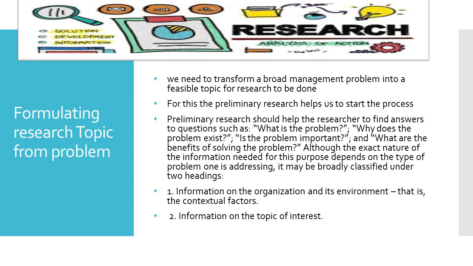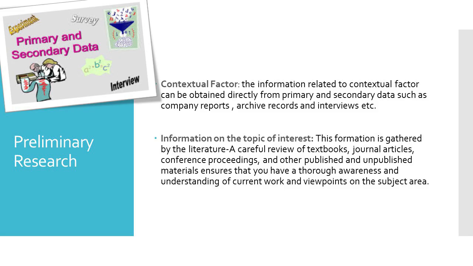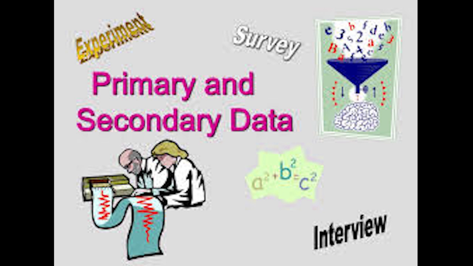Basically we have two components of preliminary research. Number one is the information on the organization and its environment, that is the contextual factor, and number two is the information on the topic of interest. Let us talk about the contextual factor first. Which sources can we get this information from? The information related to contextual factors can be obtained directly from primary data or secondary data such as company reports, archive records, and interviews, etc.